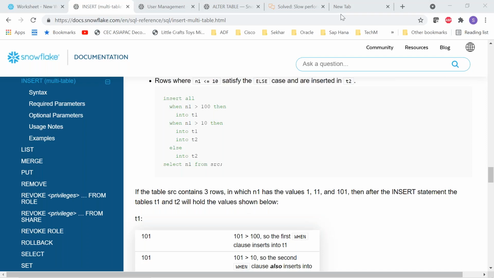So every time, the latest snapshot of the table, we can have time travel on that, and that will be for 90 days, right, sir? Yes, that is true.